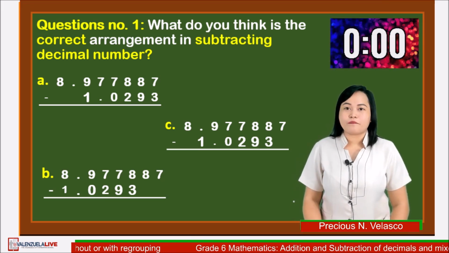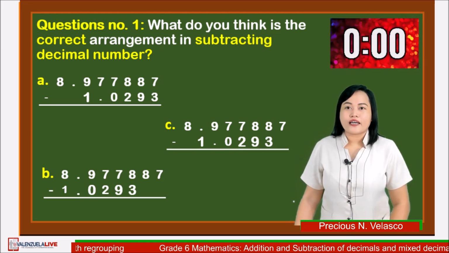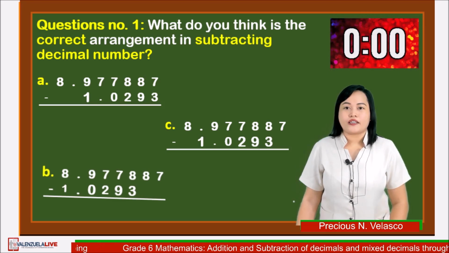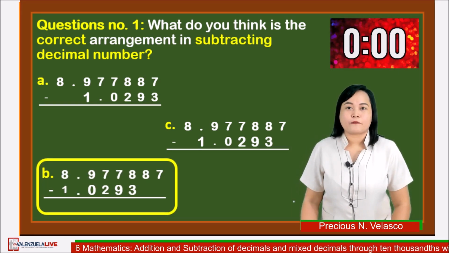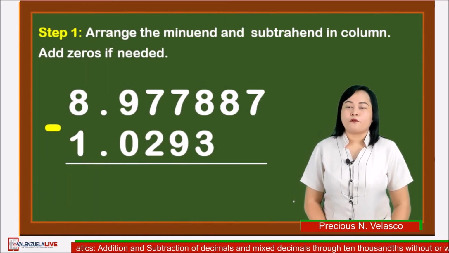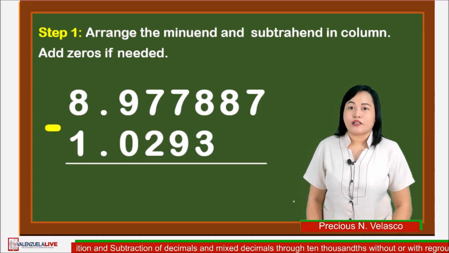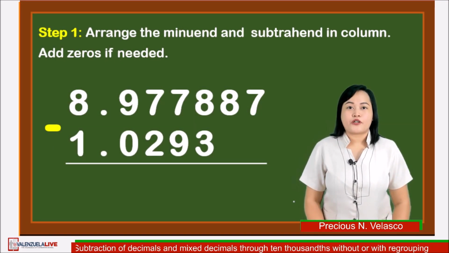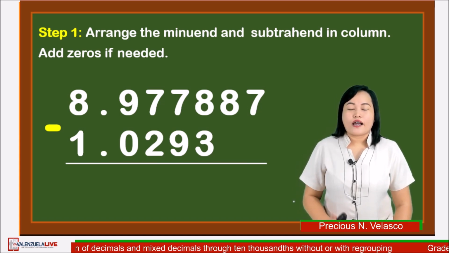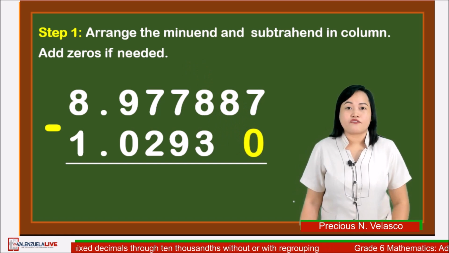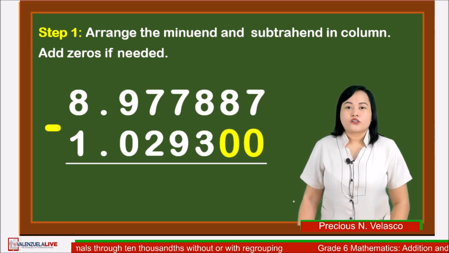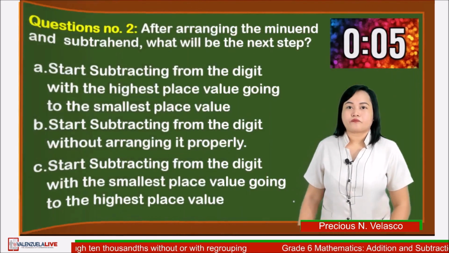Okay, time's up. Let's see. The correct arrangement for number 1 is, okay, very good, letter B. So for the step 1 in subtracting decimal number, you are going to first arrange the minuend and the subtrahend in column and add zeros if needed. So let's proceed to the next one.